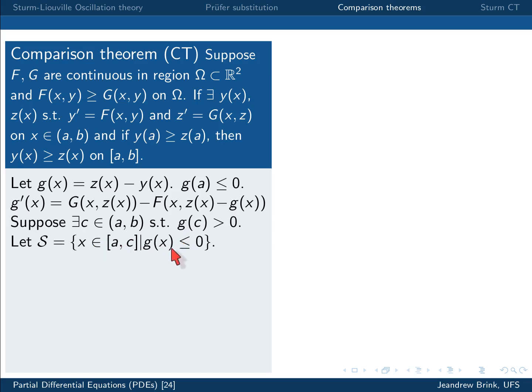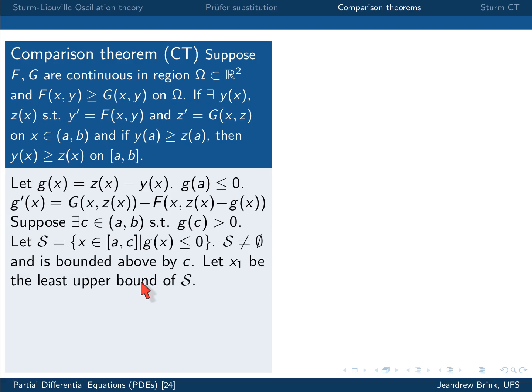The first thing is we know the set is not empty because a is in that set. But we also know that the set, by this assumption, has an upper bound c in the domain (a, b). Now we're going to see if that leads to a contradiction. Because it has an upper bound c, let x1 be the least upper bound of S, the point at which it transitions from g being less than or equal to 0 to g being greater than 0. Because g is continuous, in fact the function specified by its first derivative equal to a continuous function is itself continuous, we have that g of x1 is equal to 0.